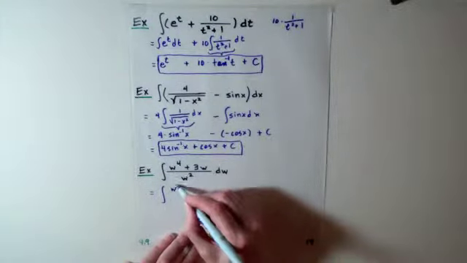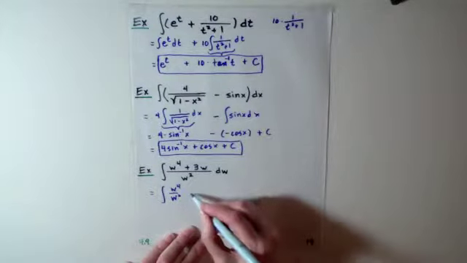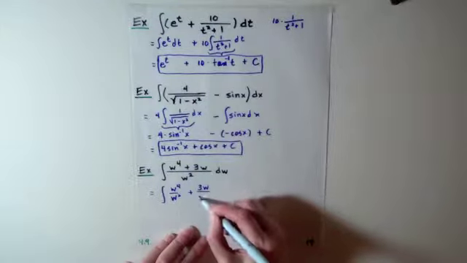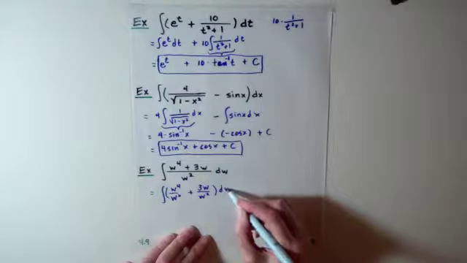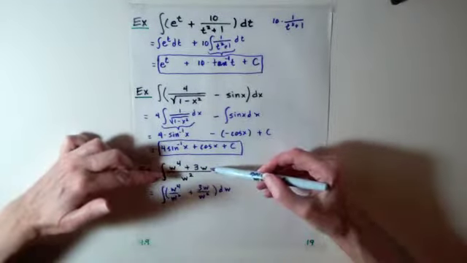Then it's convenient to break this single fraction up into two fractions with a common denominator of w squared. I'll put parentheses around this. And usually we're taking fractions and adding them together into a single fraction.